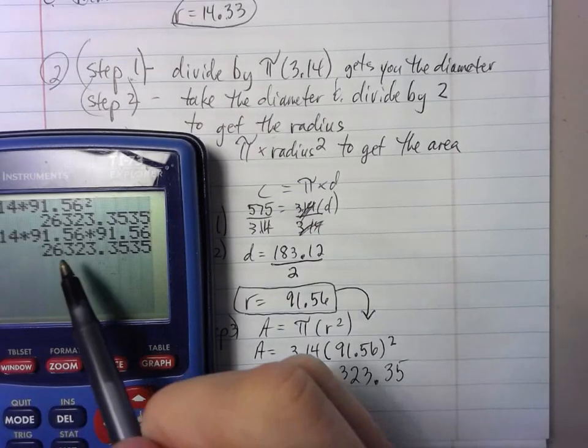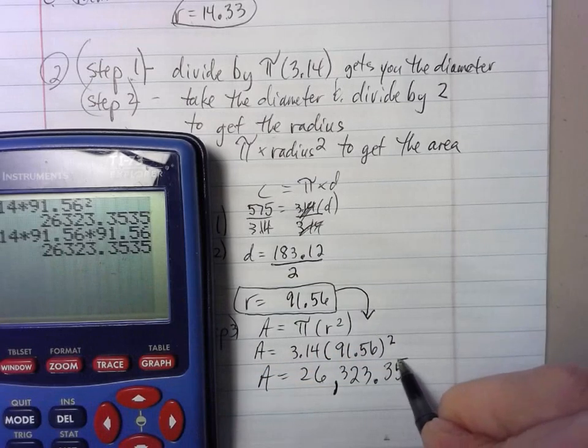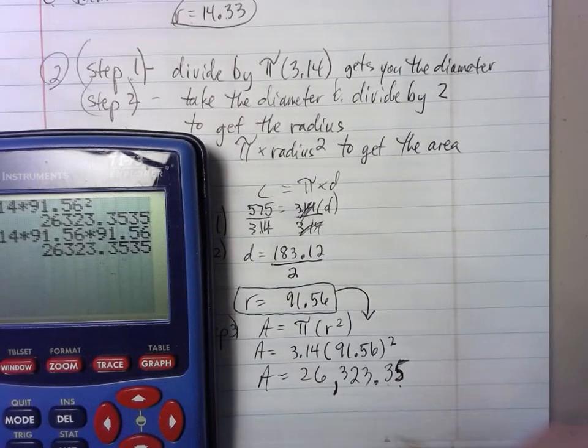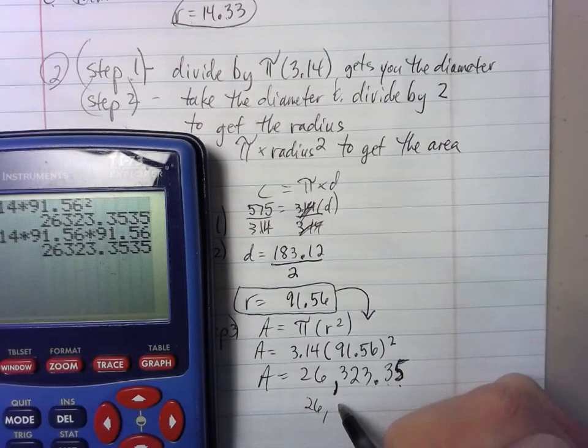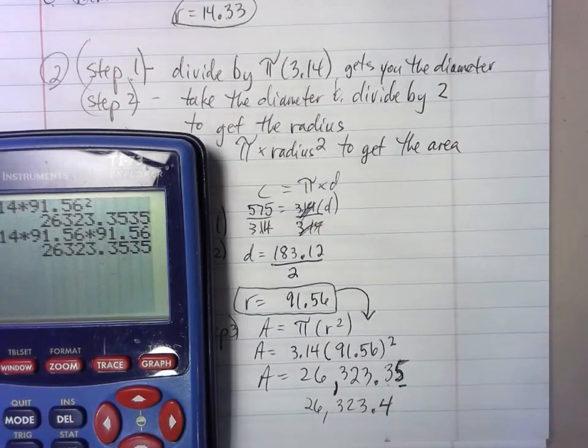26,323 and 35/100. Alright, you can see it's going to the 5 there. If it's asking you to go to the tenths place, if it says round to the nearest tenth, since there is a 5 here, that is going to round that up to a 4. That would be 26,323 and 4/10. Because of that 5 in the hundredths place, I'm going to round it to 4/10.